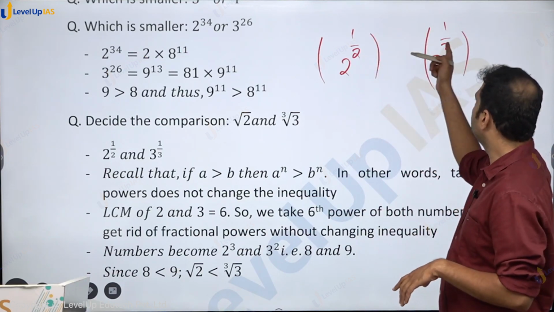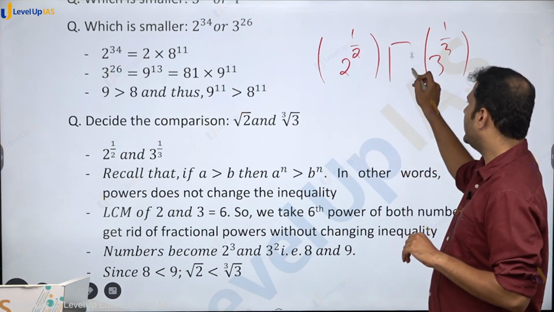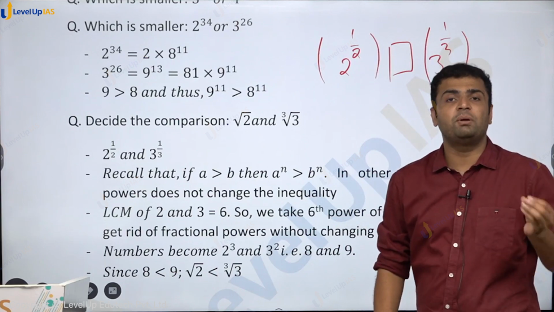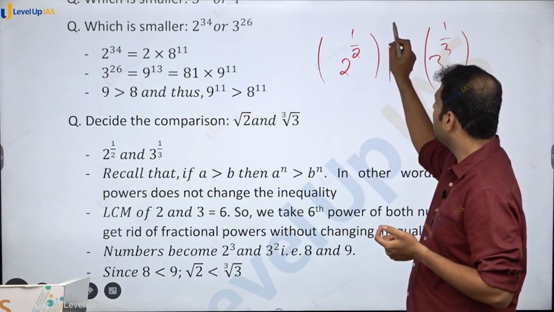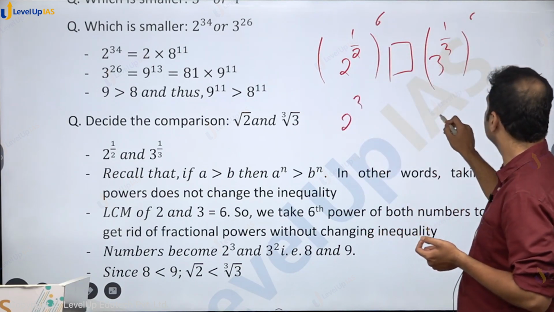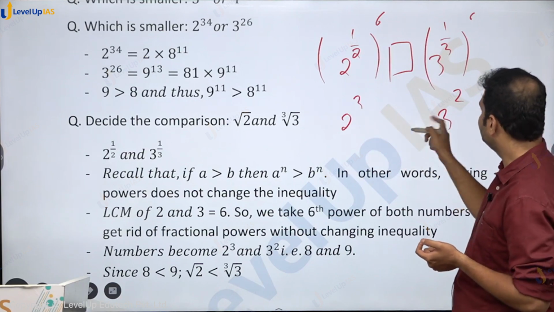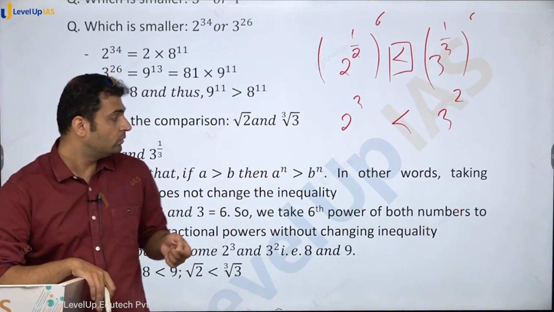If you look at it, for 2 and 3, the LCM is 6. I'll take power 6 of both the sides, and I have to decide the comparison. Because I'm taking power 6, it doesn't matter; the inequality won't change. So I'm taking 6th power of both the things. I'll get 2 raised to 3 here, and 3 raised to 2 here. This is 8, this is 9, this is bigger. So this quantity is bigger. I hope you understood.